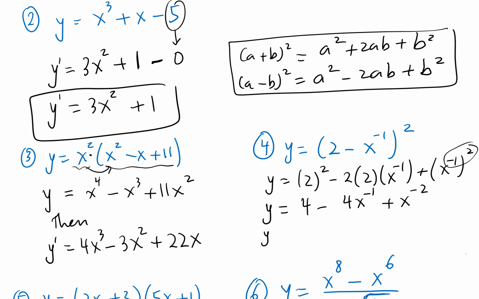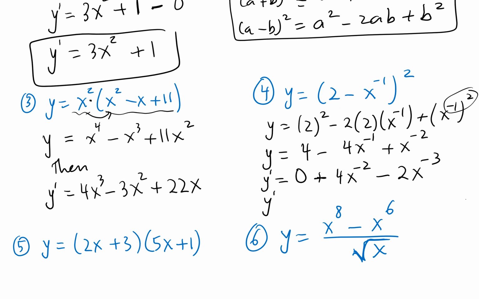Then what is y prime? Y prime, derivative of 4 is 0 because it's constant. Bring the negative 1 down, it becomes positive. Bring the negative 2 down. And again, that would be the calculus part. And now one more step to make sure no negative exponents. You bring the x squared down, x cubed down.